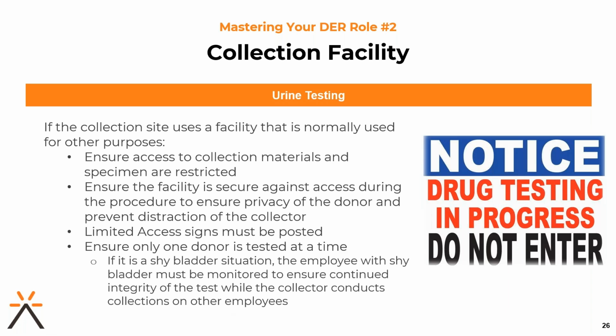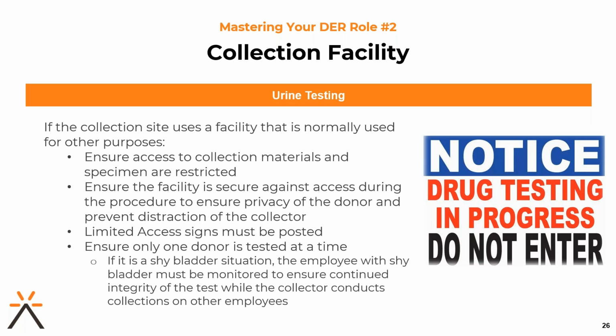In the collection facility, you want to make sure that the materials and the specimens are restricted. You don't want to be leaving 3 vials of urine on the table, okay? You have to be able to secure that location, and you want to have limited access. Definitely, if you've got a sign, put a sign on the door that says, hey, drug test in process, do not enter, do not disturb, and ensure only one donor is tested at a time. If you have a shy bladder situation, you can continue to do tests on other people, but it must be monitored. Okay, you must monitor those donors.